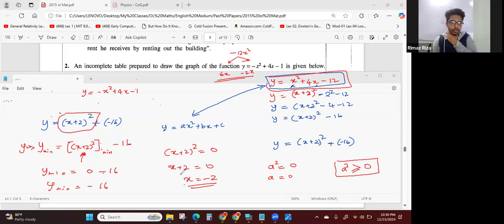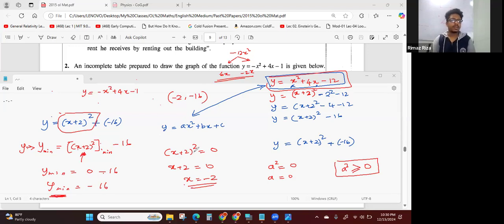So therefore, the coordinates of the minimum point y min in the graph: the x value is minus 2. When you put in x equals minus 2, you get minus 16. When x equals minus 2 only, this term will be 0. So you get the minimum value minus 16. And the corresponding minimum value is minus 16.